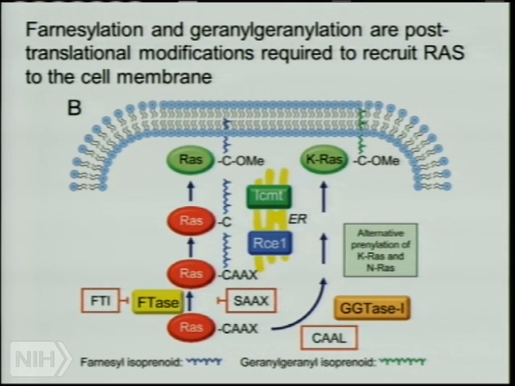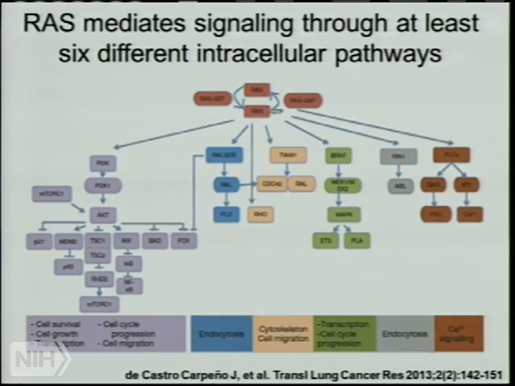So one of the interesting things about RAS I mentioned a moment ago is that it's farnesylated. By farnesyltransferase, it has to have some lipid groups attached to it so that it can plug in to the cell membrane. And that led ultimately to the first therapy that was actually tested for RAS. And we'll come back to that in a bit.